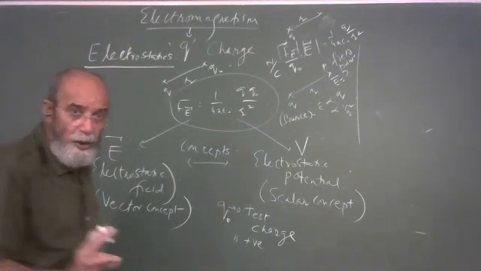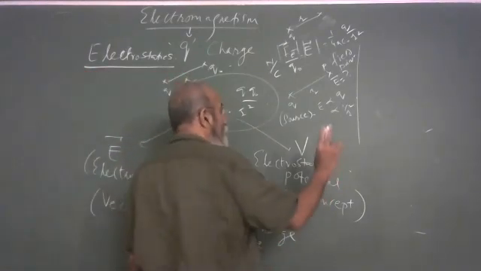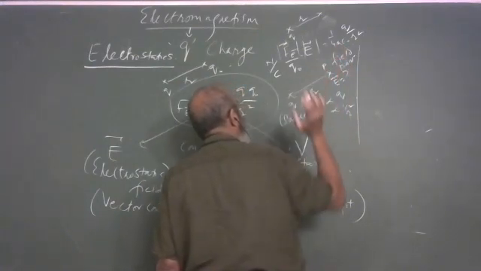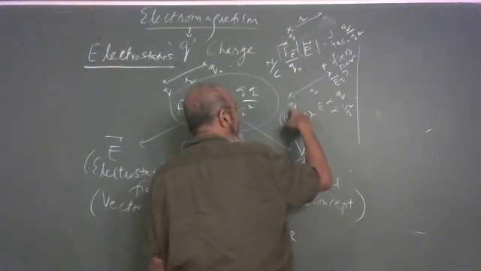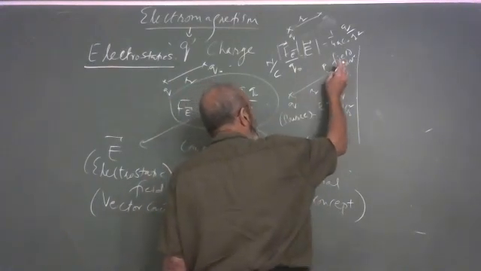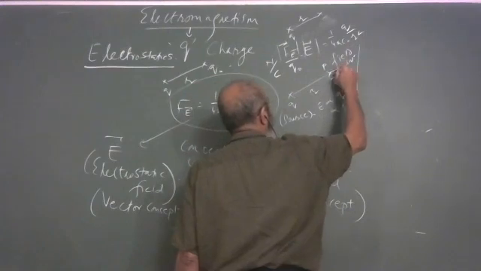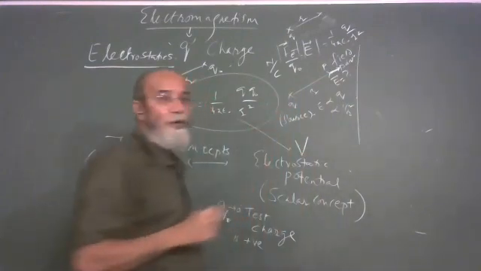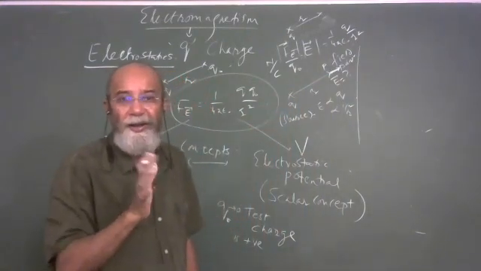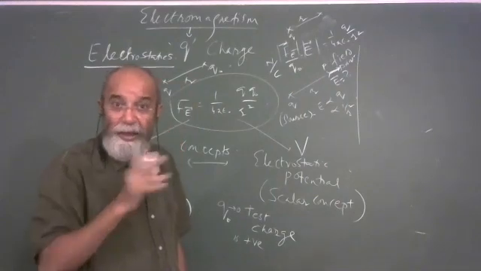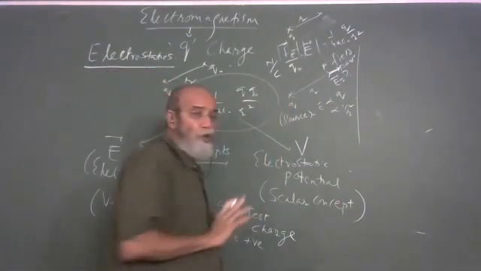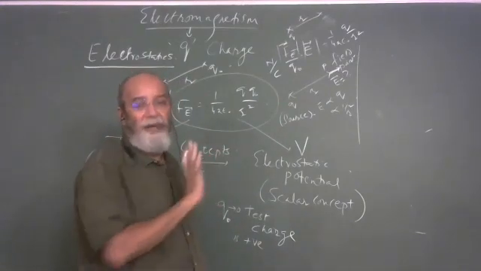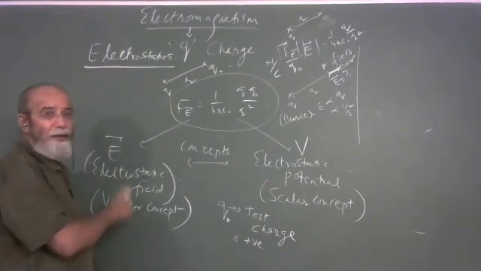What does it test? When you take Q naught and you bring it here at the field point, if the source is positive, test charge is always positive, it will get pushed away. That becomes the direction of the field there. If this is negative, the source, and you bring a test charge, if it gets pulled, that becomes the direction of the vector concept of the field.